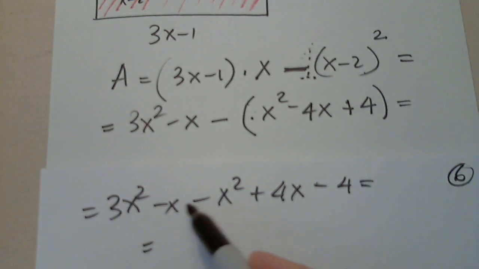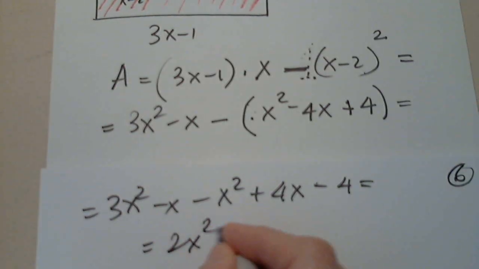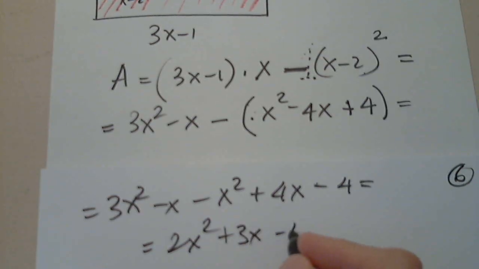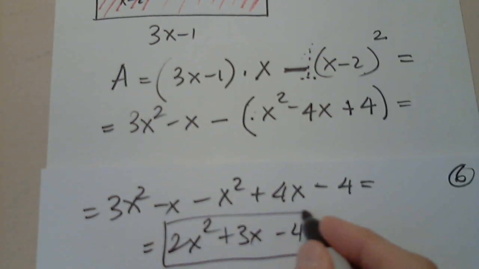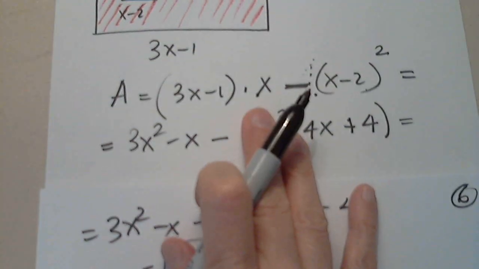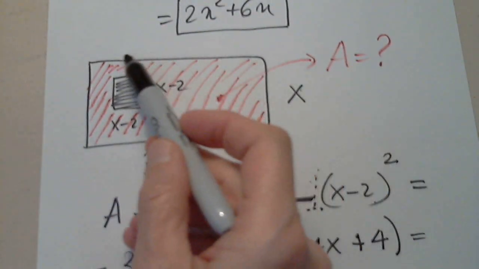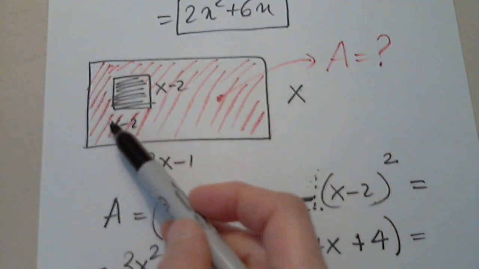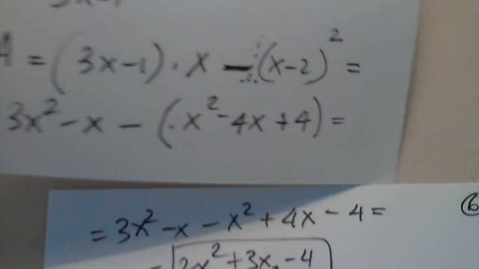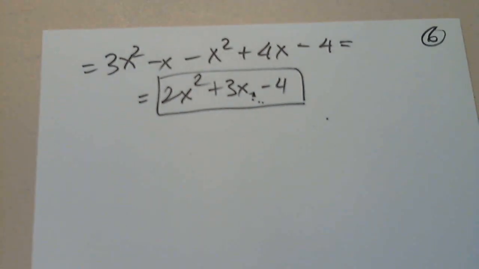Good. So we have 3x squared minus x squared, which is 2x squared. We have negative x plus 4x, which is positive 3x, and minus 4. What does this represent? It's the polynomial that represents the shaded area in red. That's the polynomial, 2x squared plus 3x minus 4.